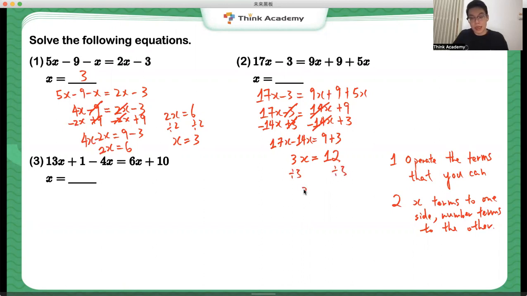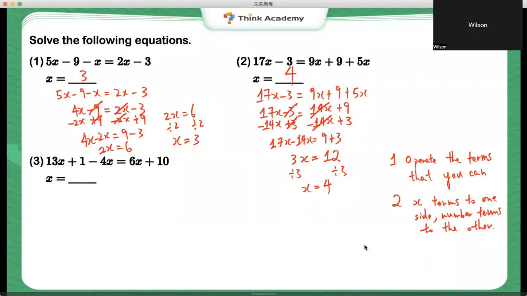And now I get an x on the left-hand side. I get a 4 on the right-hand side. X is equal to 4. Okay. And just one last question right here, which is very, very similar.